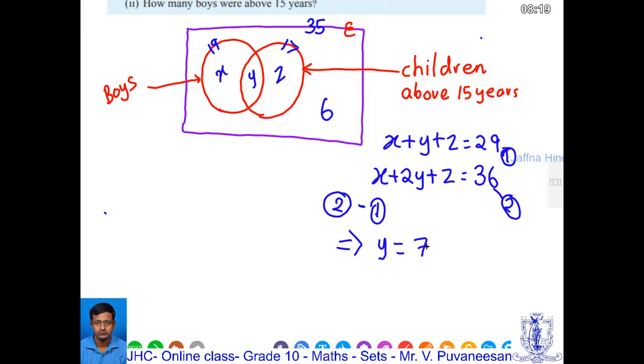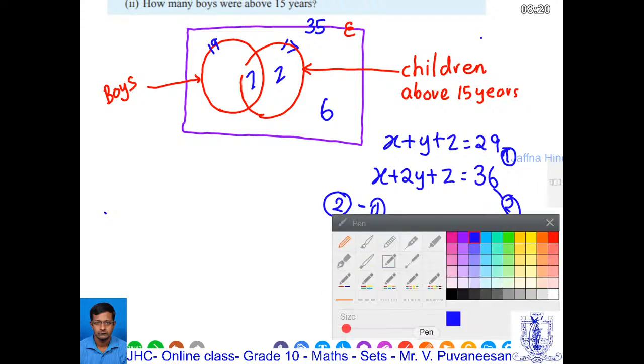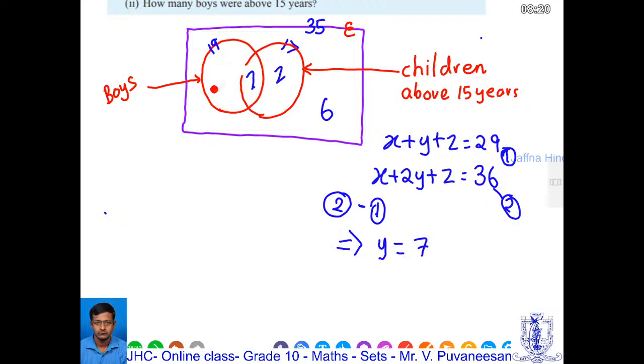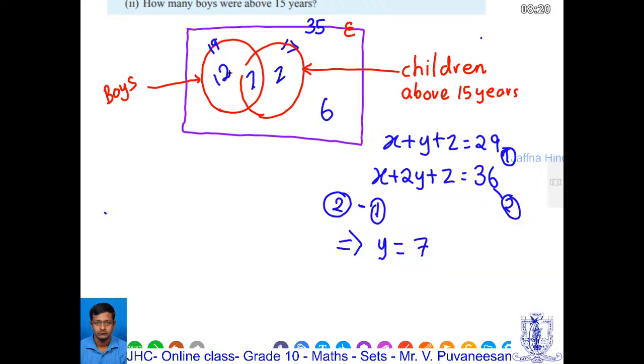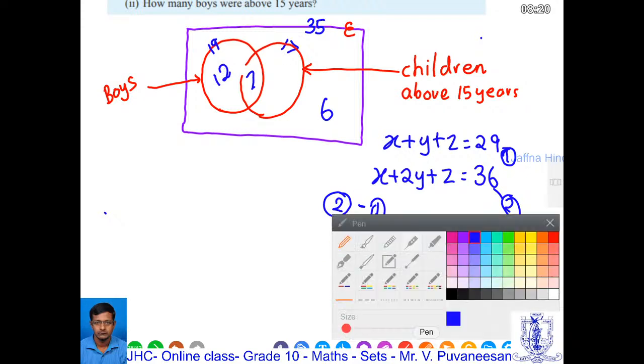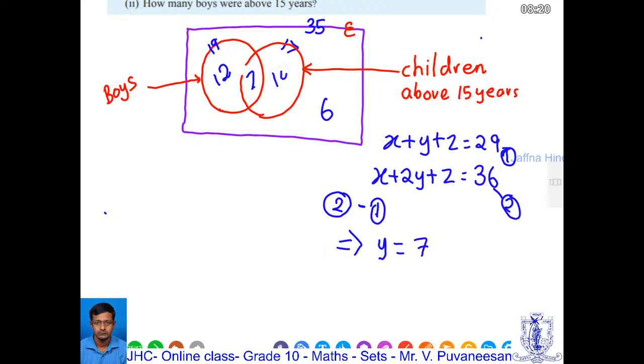Now y equals 7, so I erase y and put 7 here. If it is 7, what will x be? Altogether in the boys circle, the boys region is 19, and the intersection is 7, so 19 minus 7 is 12. Okay, this is 12 and that becomes 17 minus 7, 10.